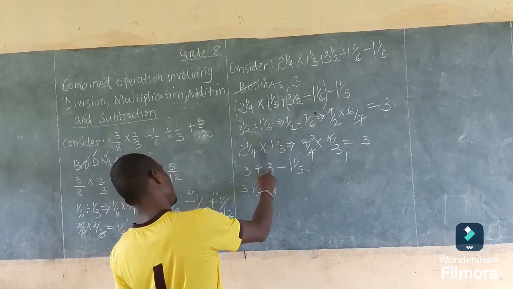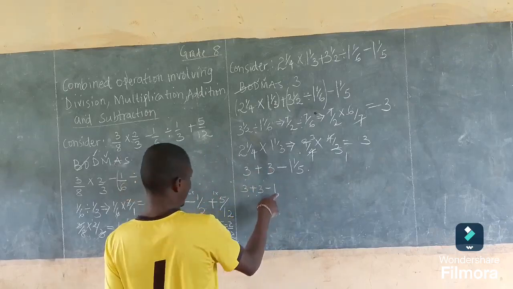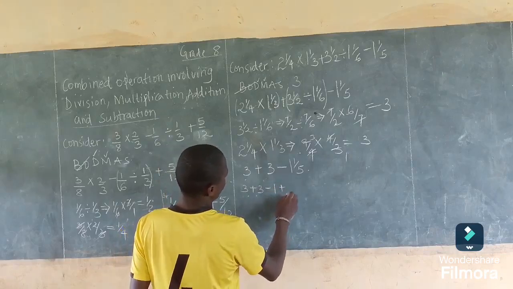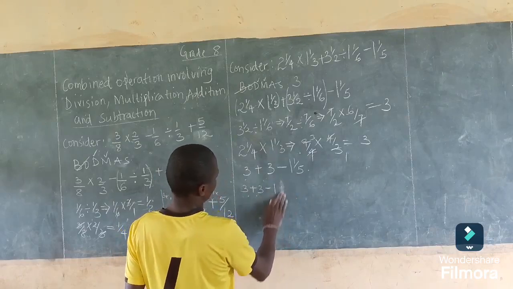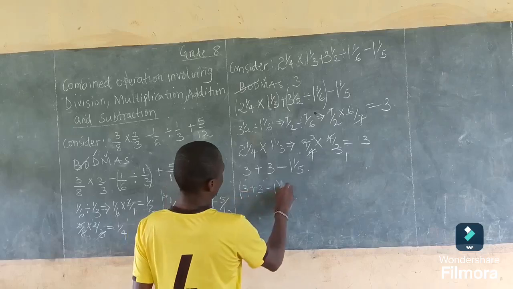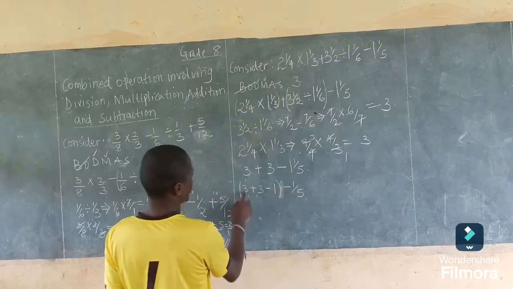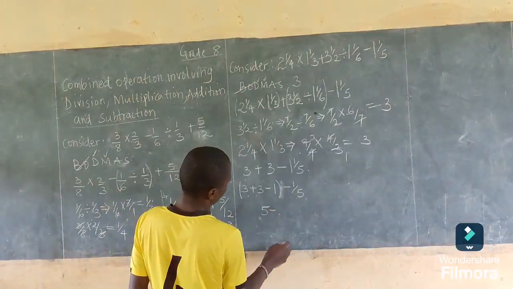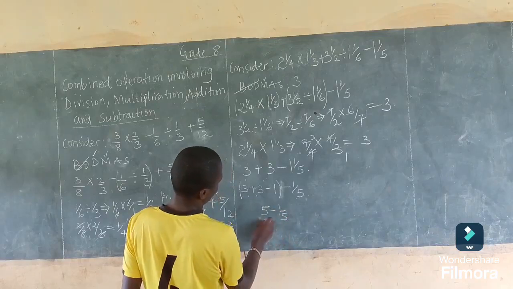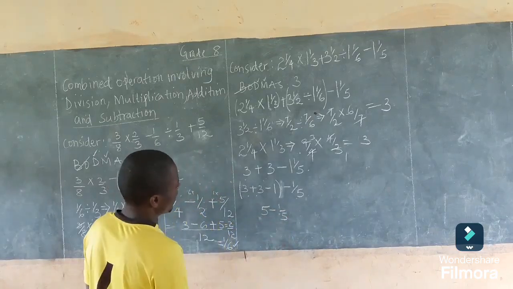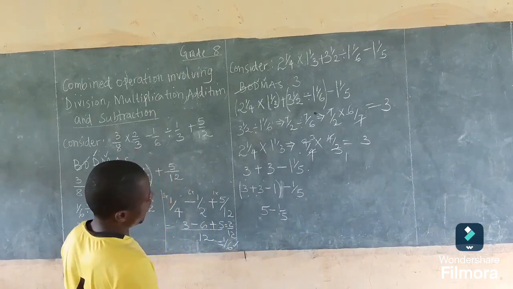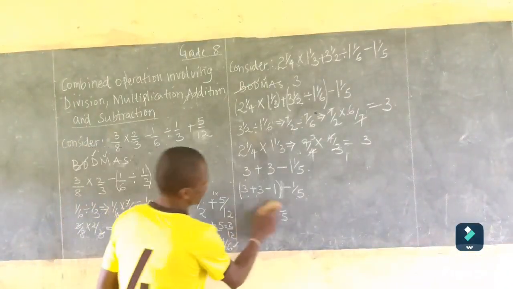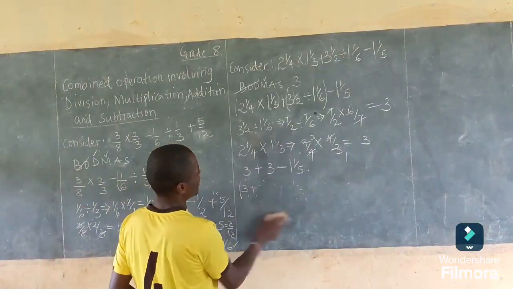3 plus 3 minus 1, so plus, of course, 1 over 5. So minus 1 over 5. So 3 plus 3 is 6. 6 minus 1 is 5. So 5 minus 1 over 5. I feel this is going to confuse some of us. I'll explain it later. Let us use this, please.